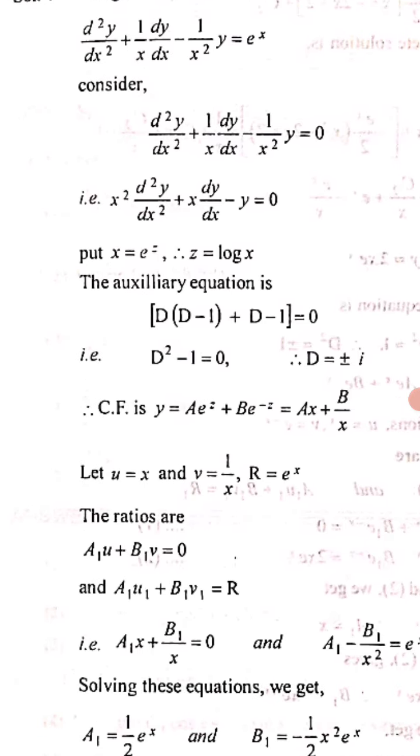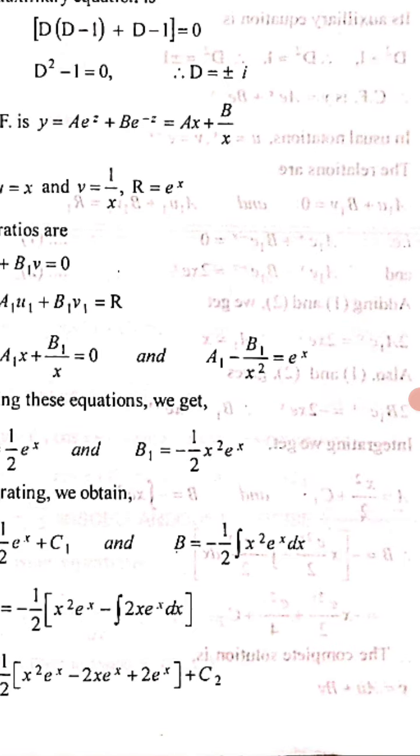Let u is equal to x and v is equal to 1 divided by x and r is equal to e raised to x. The relations are a1u plus b1v is equal to 0 and a1u1 plus b1v1 is equal to r. That is a1x plus b1 divided by x is equal to 0 and a1 minus b1 divided by x square is equal to e raised to x. Solving these equations, we get a1 is equal to 1 divided by 2 e raised to x and b1 is equal to minus 1 divided by 2 x square e raised to x.